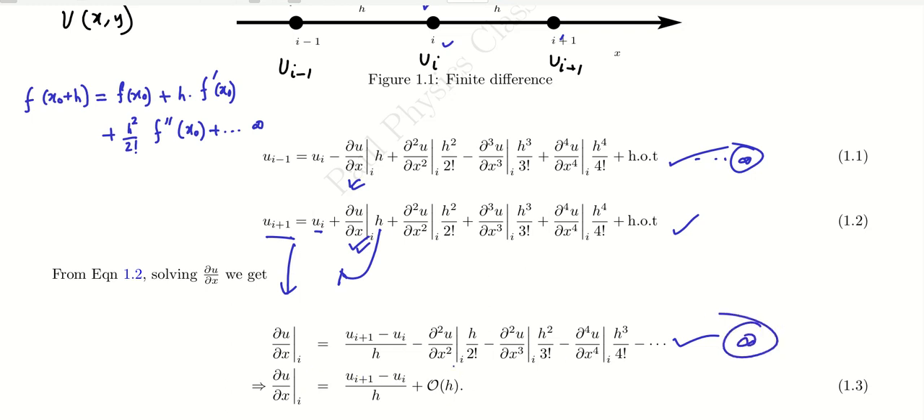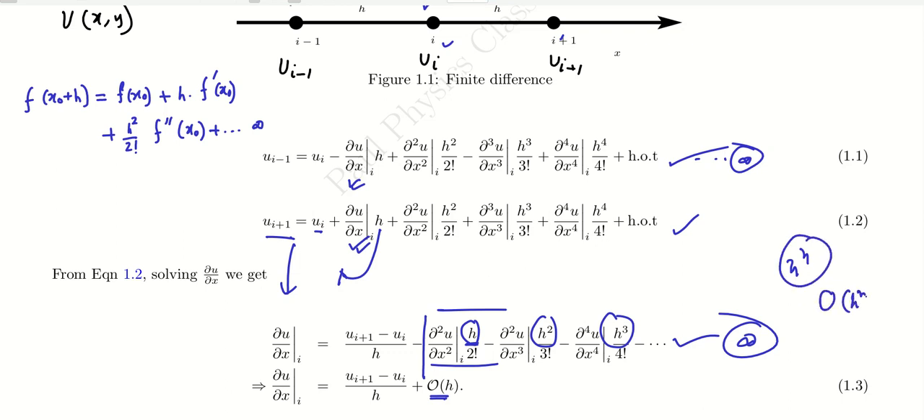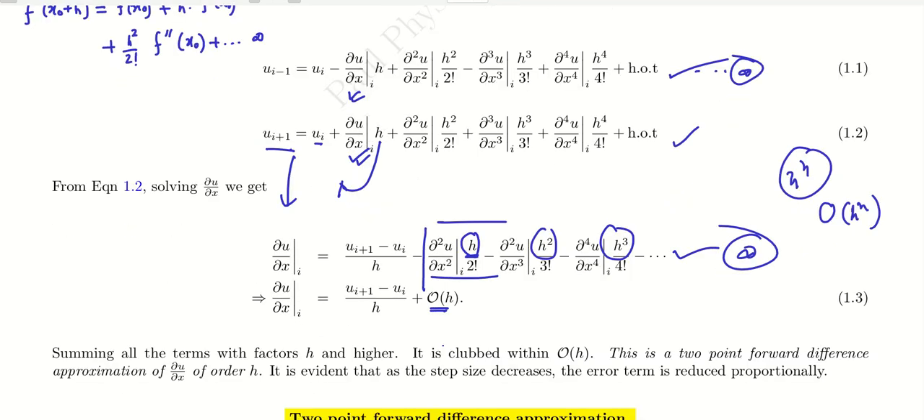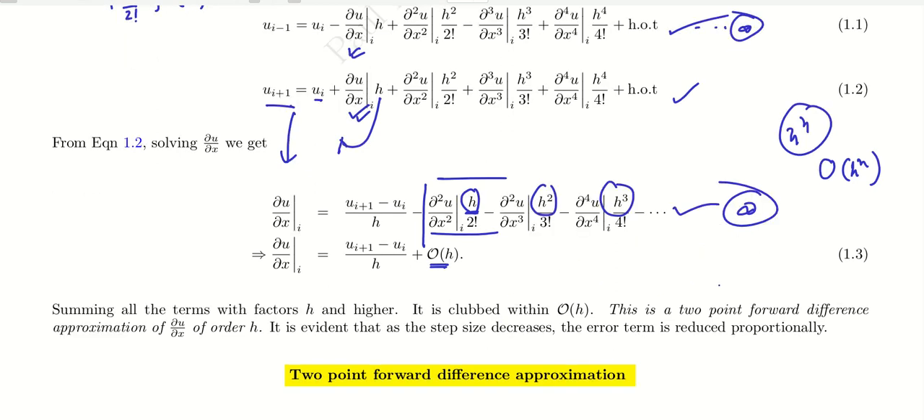For del u del x, I am just truncating it here, and I am just neglecting all the remaining terms. The first term that is neglected is of order h, then h square, higher order terms. Since h is a small quantity, square terms are much smaller. The first quantity that is neglected is of order h. If some term that is h to the power n is neglected, then that is denoted as O of h to the power n. Here the first order term is neglected, that's why O of h, and all the terms are clubbed here as O of h.